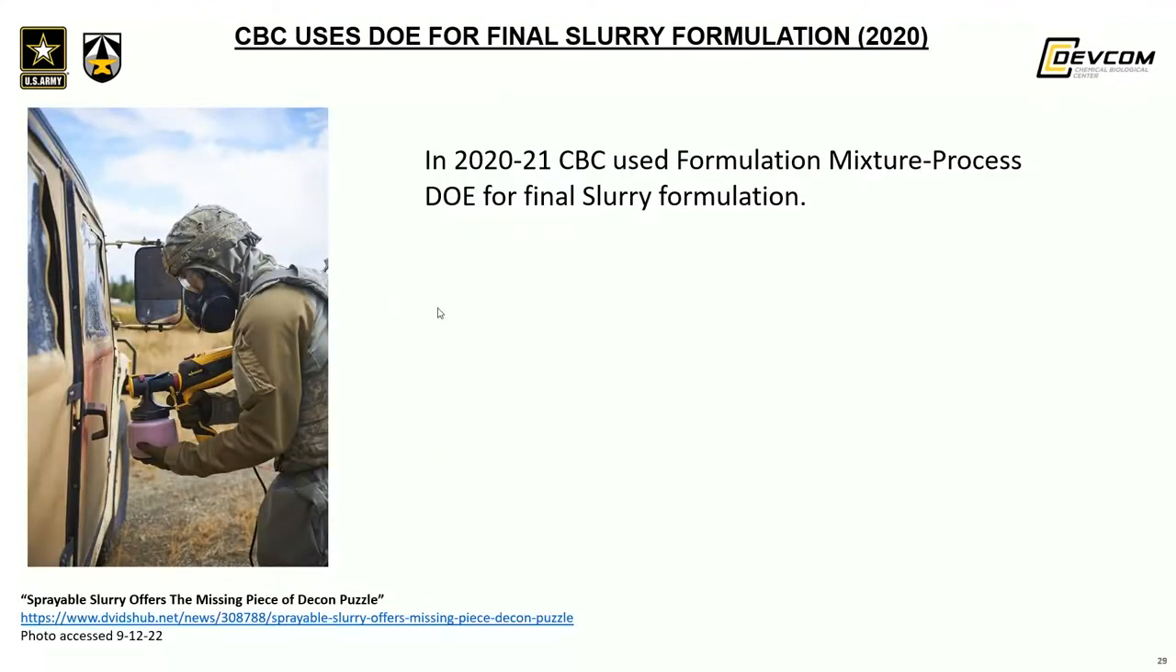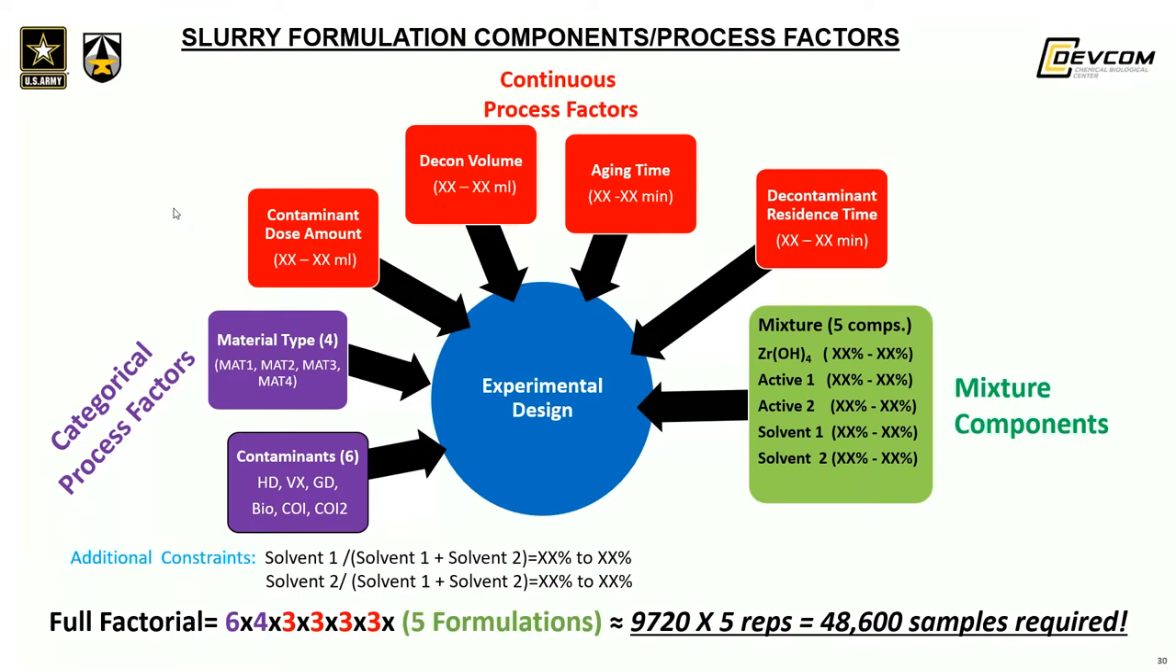So jumping ahead here to 2020-21, we used our second DOE, which is the one I'm gonna talk about next, the big one. And we got to final formulation, and this is showing a warfighter spraying this on a vehicle. It might have a simulant on, but there's no live agent on this one. We only use live agent in the laboratory. So we used the DOE for the final formulation. Now, this is the really interesting part.